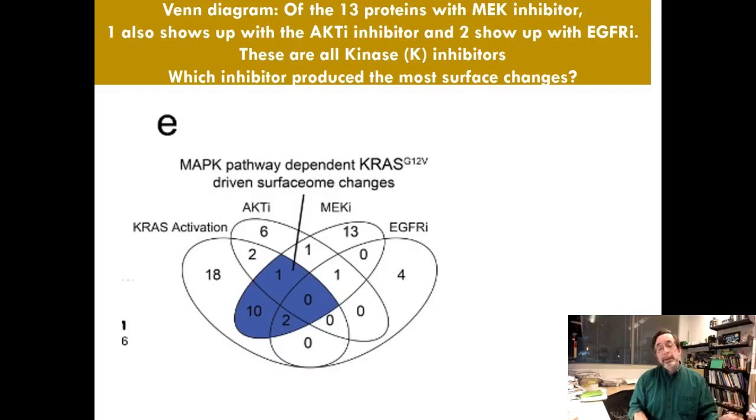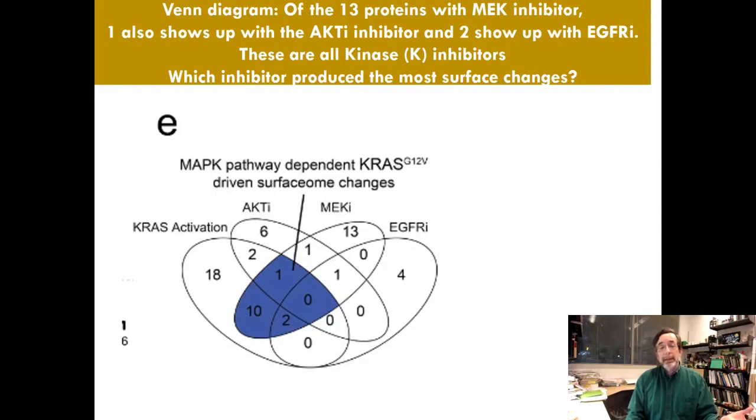You can look up and down. You can see one of those also showed up with AKTI, and 2 of those also showed up with EGFRI. None of them showed up with all the inhibitors, so see that there's a lot of zeros, and you can add them all up to see that the MEKI definitely produced the most surface changes. KRAS activation produced a lot of surface changes, so they focused on that because it was 13. It's a lot more to look at than if you look at the other ones.